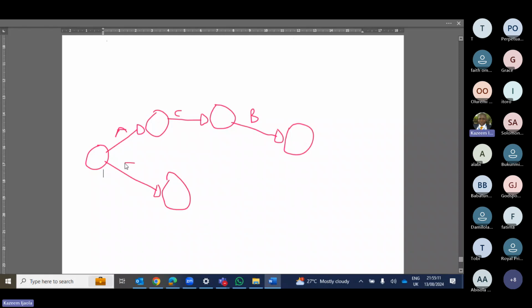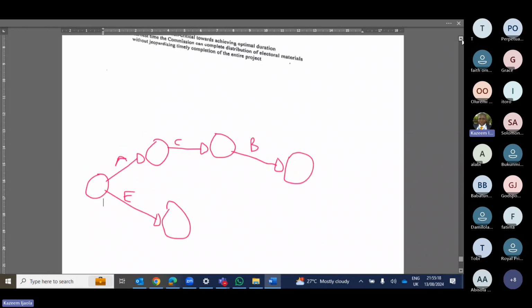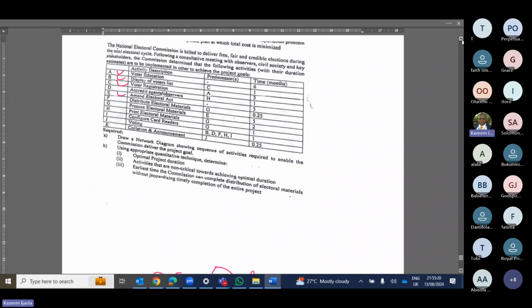E is from origin. Then F is from G. Remember that. F is from G. F is from where? F is from G.